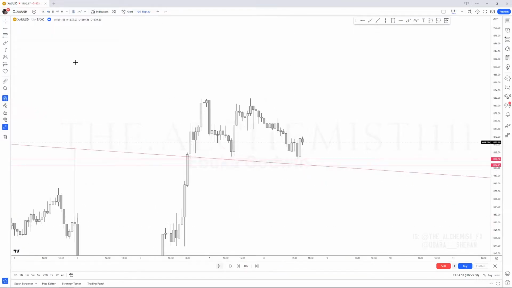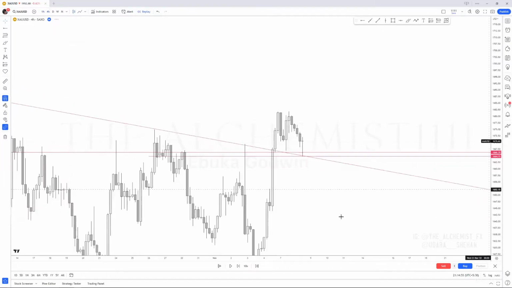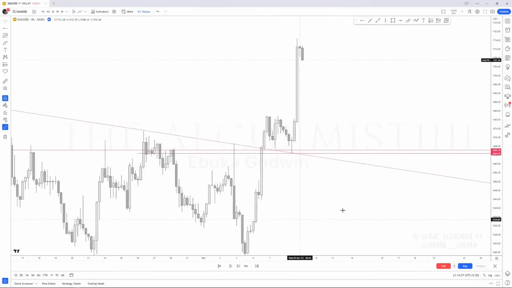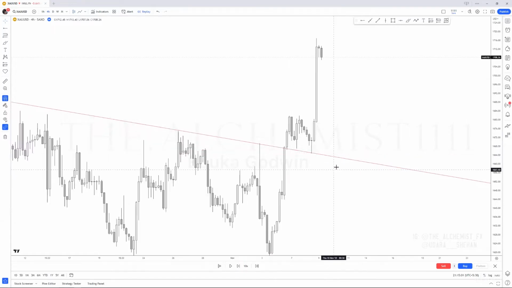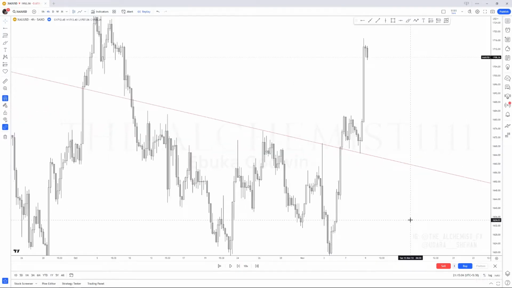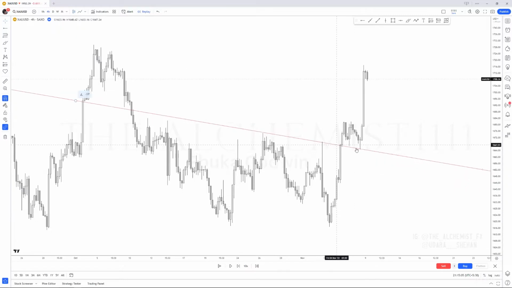Can you see it? Taps. And then what happens? If I play price forward, boom. If I delete the key levels, can you see how precise the trend line is? And that's also a weekly trend line. Can you see that? Perfect, right? It's perfect. So if you master these trend lines, it'll be awesome.